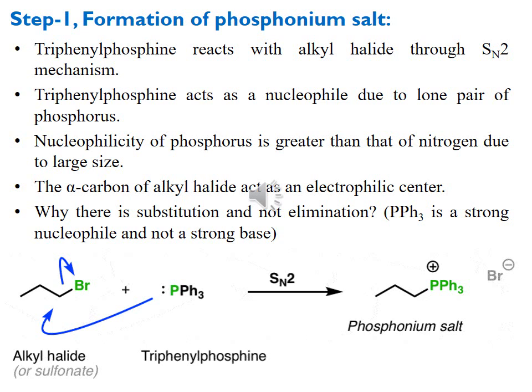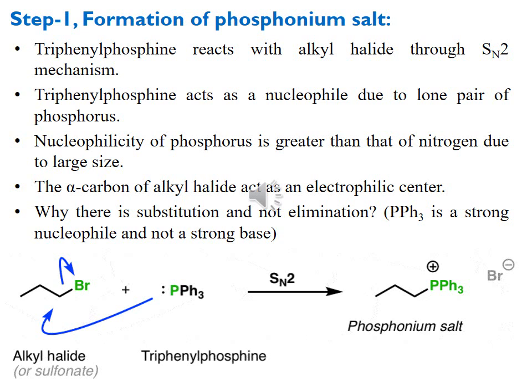Here is a question: why is there substitution and not elimination? The answer is also written: triphenylphosphine is a strong nucleophile and not a strong base. As we know, and discussed I think in some other lecture, a nucleophile means less attraction of the nucleus on the valence shell lone pair, and the lone pair is easily available to attack an electron deficient position. So we call this a nucleophilic reaction, and that atom having a loosely bonded lone pair is called a strong nucleophile.